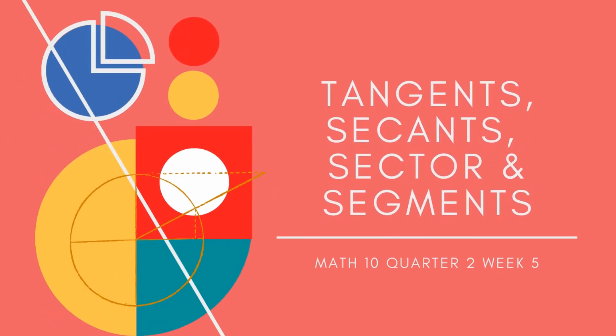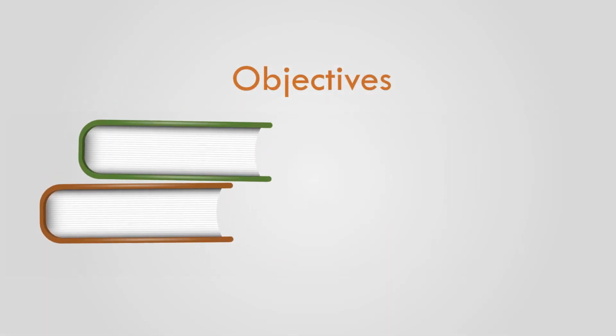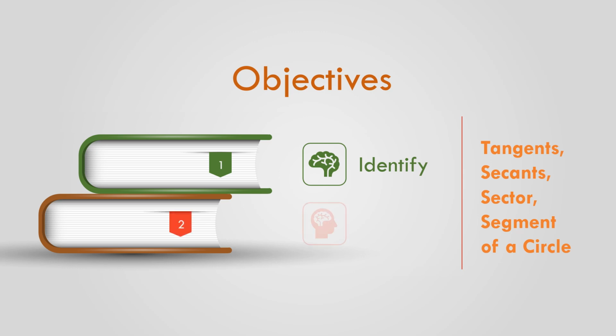Our lesson is about introduction to tangents, secants, sector, and segment of a circle. What could be our objectives? First, we will identify. Second, we will name the tangent, secant, sector, and segment of a circle.